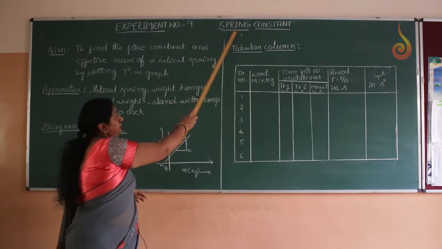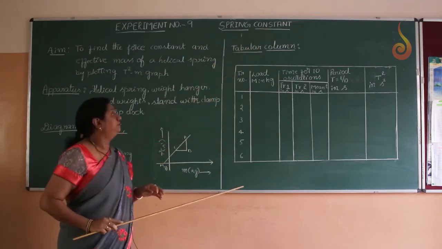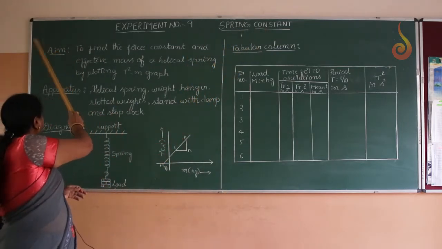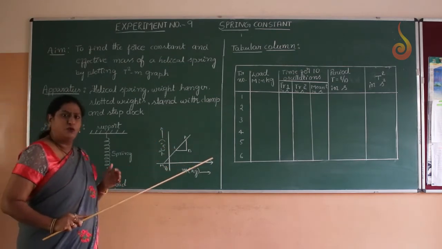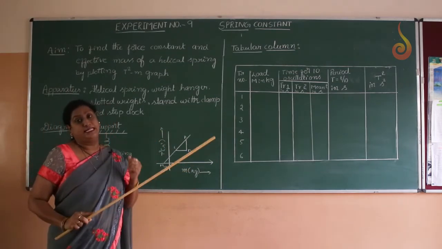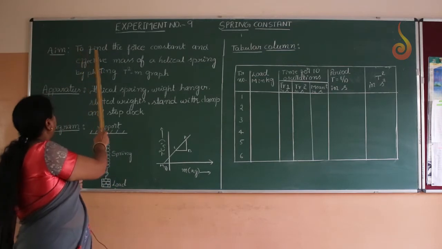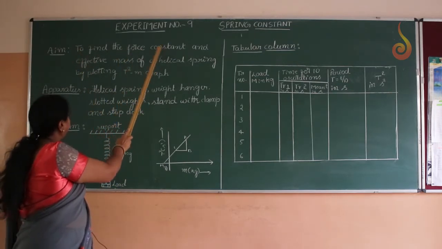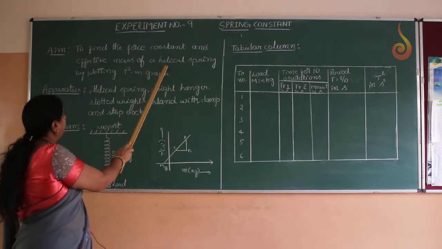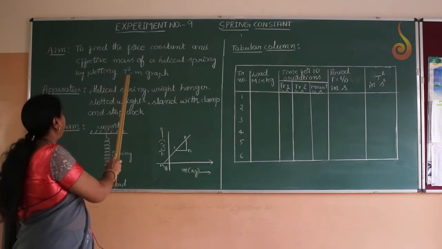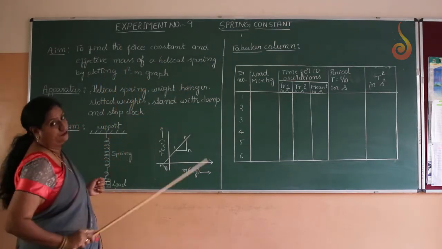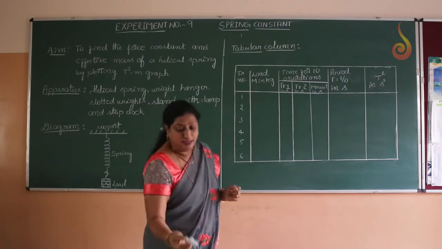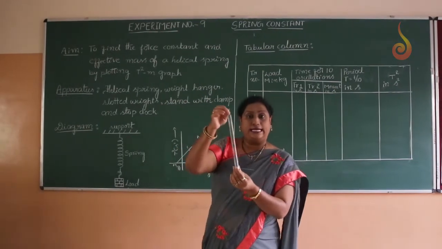The title of the experiment is Spring Constant. And the aim of the experiment. Aim means what are we actually doing in this experiment? See, we have to find the force constant and effective mass of the helical spring by plotting a graph. Okay, so this is a helical spring.